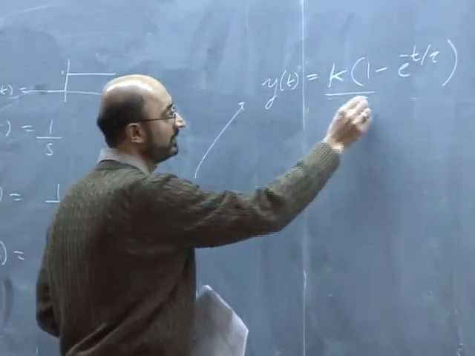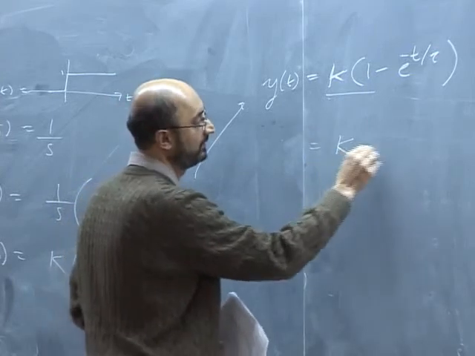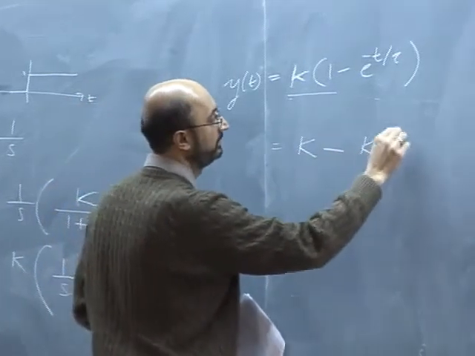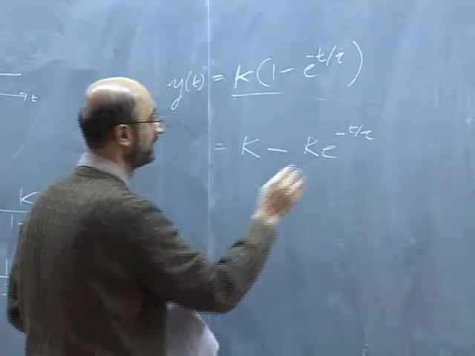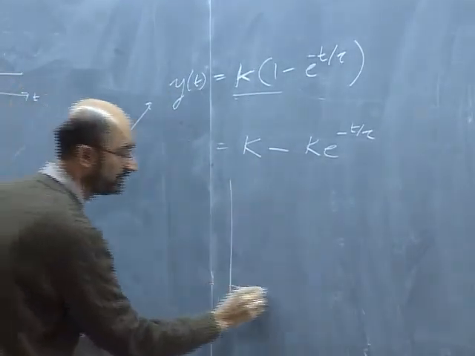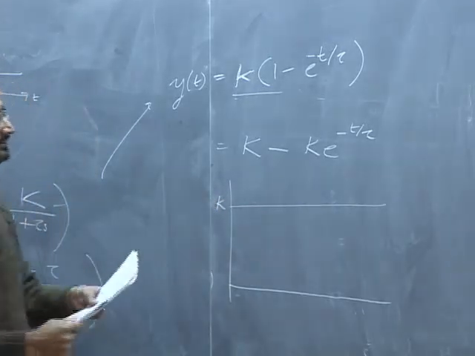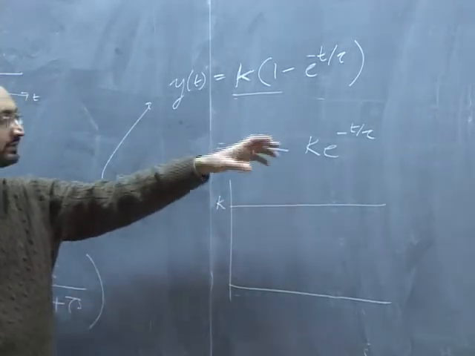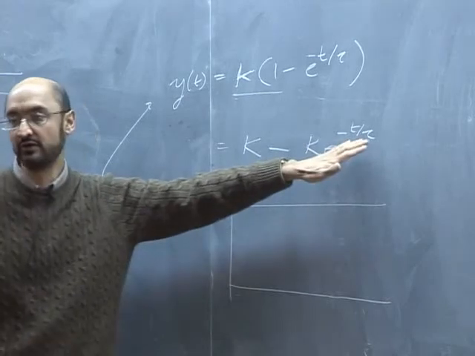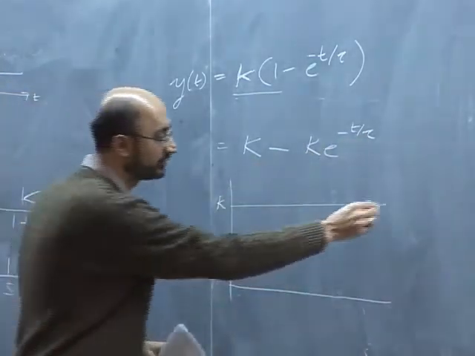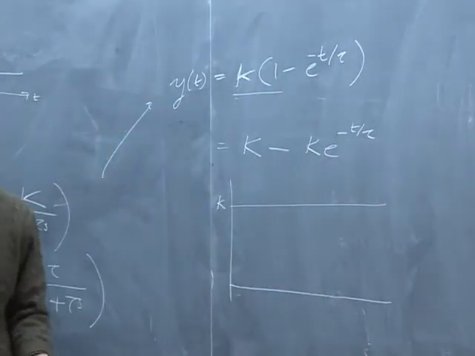Well, this part over here, you can write as k minus k e to the power minus t by tau. So this one is a constant. We know that there's some constant which is k. Let's say t is infinity. If t is infinity, this value is going to be 0, right? So at infinity, it's going to get to k. We know that, right? It's asymptoting to k.